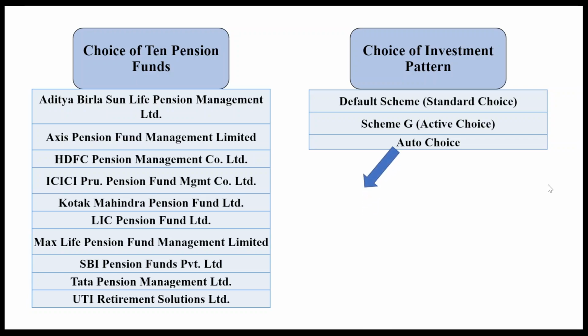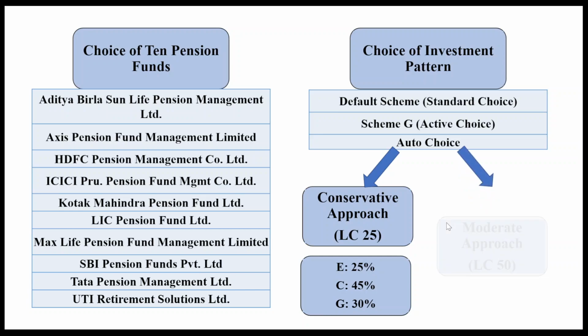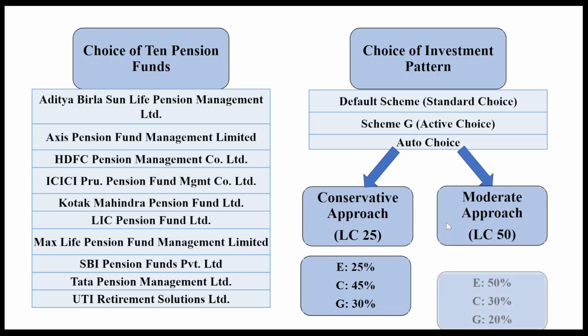The first one being conservative approach, wherein 25% of the money is invested into equities, 45% of your money is invested into corporate bonds, and 30% of the money is invested into government securities. And second option is moderate approach, wherein 50% of the money is invested into equities, 30% of your money is invested into corporate bonds, and 20% of the money is invested into government securities.